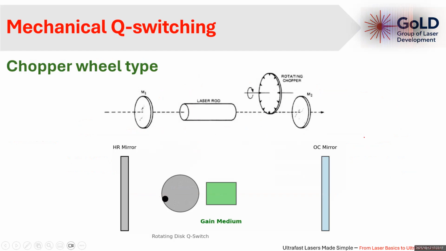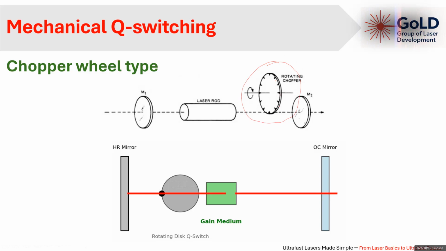Okay, so this is how a simple chopper works. It's a disc and it has holes on the edges. And this disc rotates with a certain speed, rotations per second or whatever it is. Okay, so this is this one.